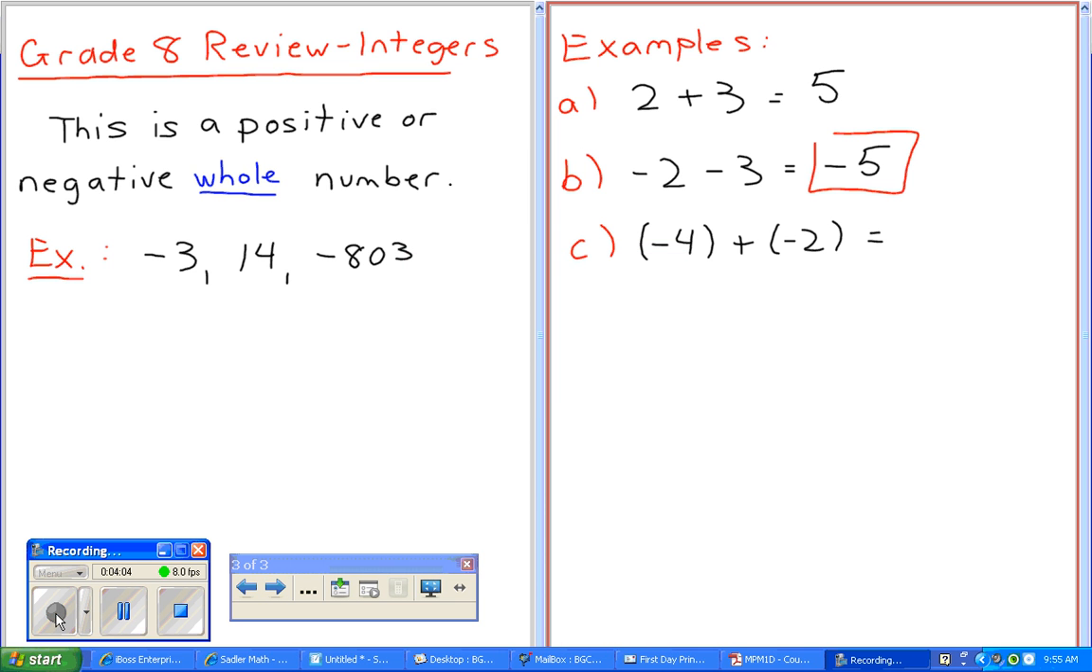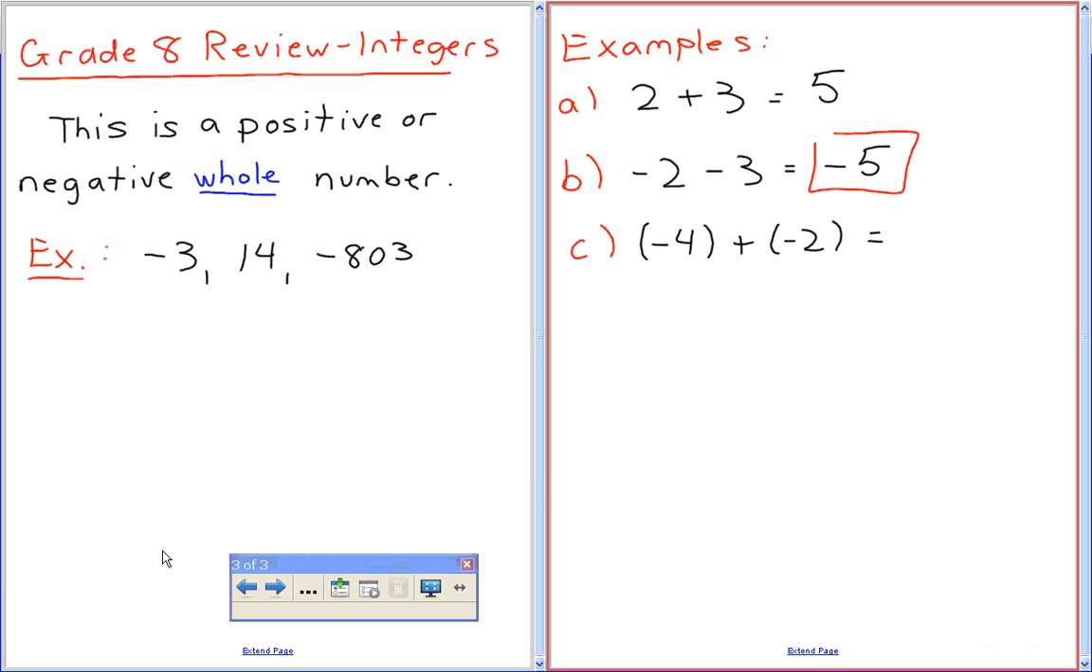All right, negative 4 plus negative 2. Would it be negative 6 or negative 2? It's one of those. Negative 2? So negative 4, let's just say it was 4 plus 2. What's 4 plus 2? So what's negative 4 plus negative 2 then? Negative 6, right? It's the same thing but negatives. So that's just negative 6.